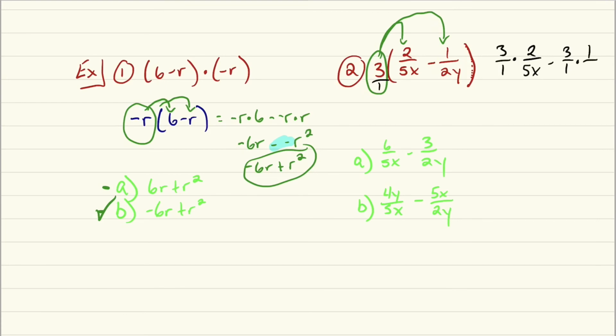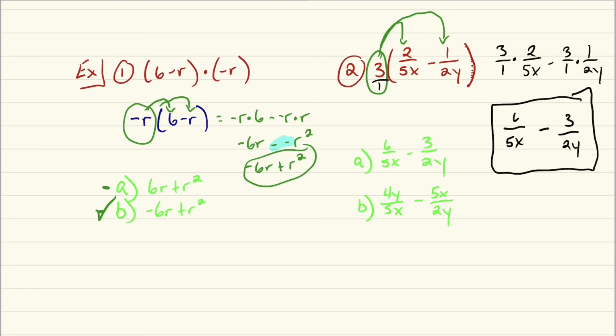If we remember back from chapter 2 on how we handle multiplying fractions, all we have to do is multiply straight across. So 3 times 2 is 6. 1 times 5x is 5x, minus 3 times 1 is 3. 1 times 2y is just 2y. So we get a final answer of 6 over 5x minus 3 over 2y. And here, that answer is A.